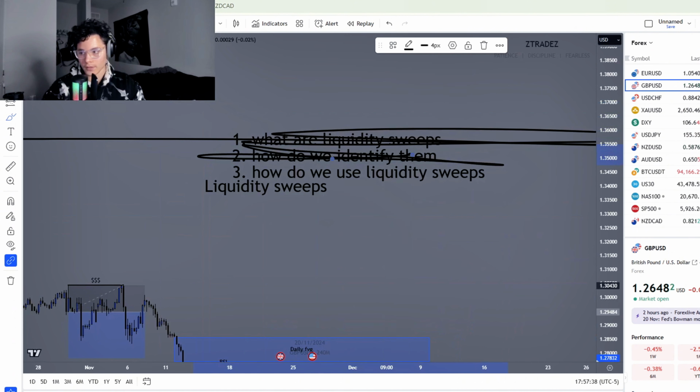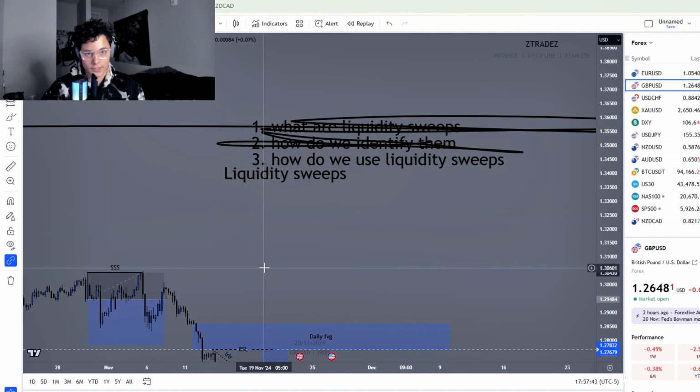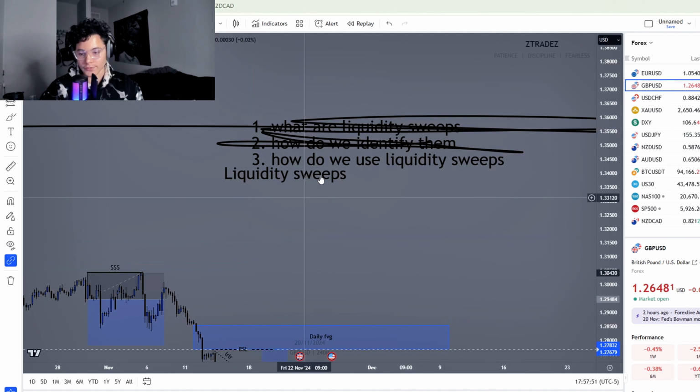How do we identify them? Just find prominent points in the market, find bigger wicks that could signify there's a lot of resting orders there, and most important of all, just be patient. It's that simple. So how do we use liquidity sweeps?